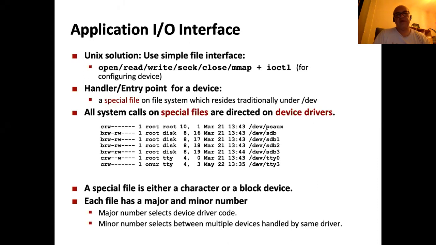Okay, now, these numbers are called major and minor numbers. The major number selects the device driver, and the minor number selects the actual device within the list of devices handled by the device driver. So we have a hard disk device driver, and you can have 20, 30 hard disks, and they are all handled by that device driver. So the major number will be the same, but you will have 30 different minor numbers, each pointing to a different hardware device.